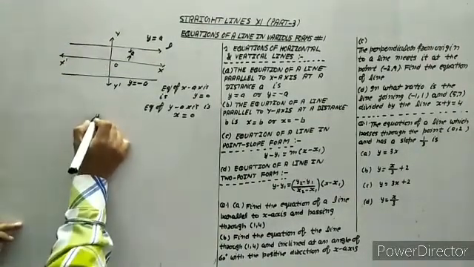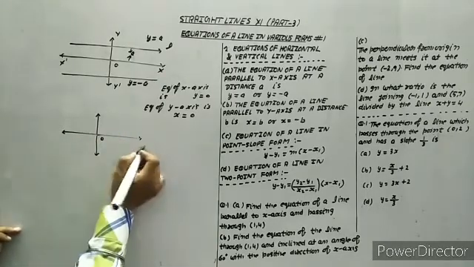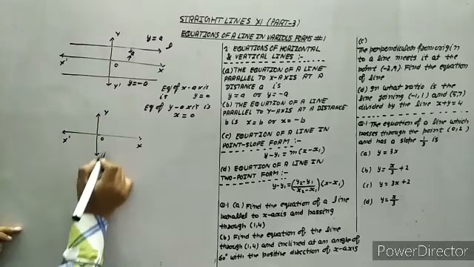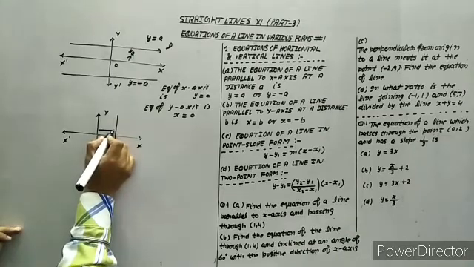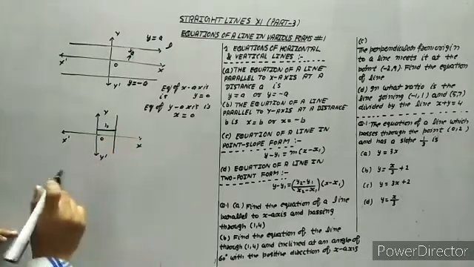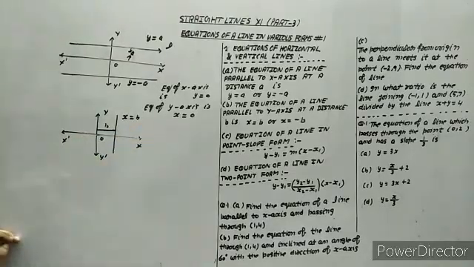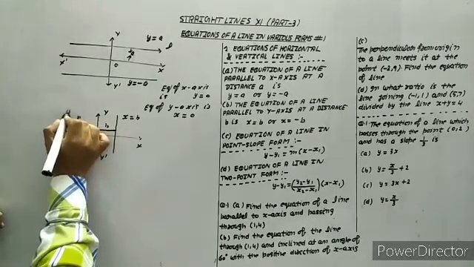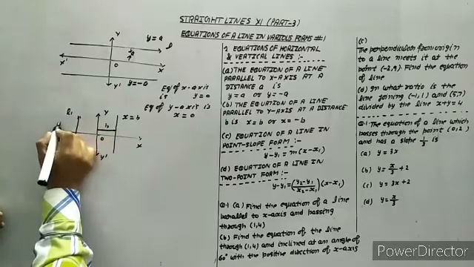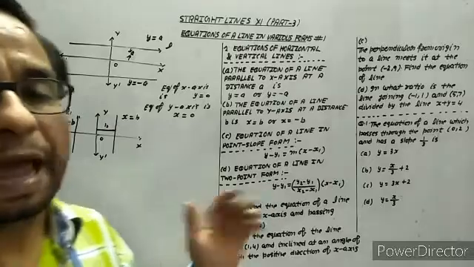Now, the equation of a line parallel to the y-axis. Let us suppose again this is the origin. Parallel to the y-axis, this will be the line, and because this is at a constant distance b, which is equal to the abscissa, the equation of this line is x = b. And if it is to the left of the origin, then the equation of this line becomes x = -b. So we have these two types of equations if the line is parallel to the y-axis.